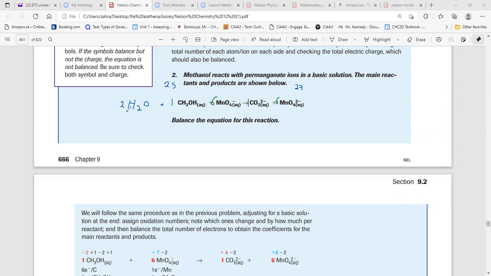Now hydrogen is not balanced. Okay, count the number of hydrogen here. We have 4 hydrogen here, and 4 is 8 hydrogen. Therefore, you have to add 8 H plus ion. This is a basic solution, so you cannot leave it like that. You need to add 8 OH, you add it there, and you add 8 OH here.